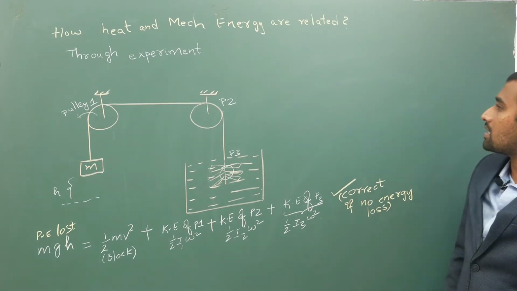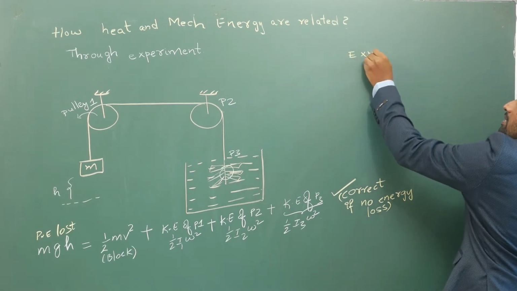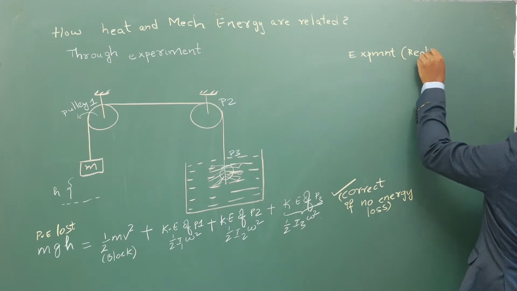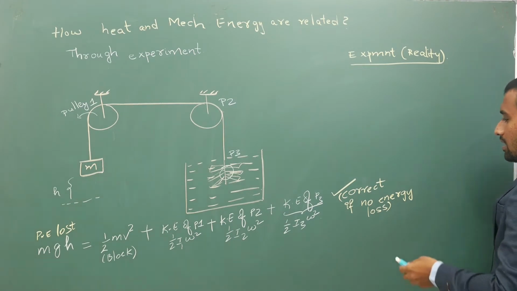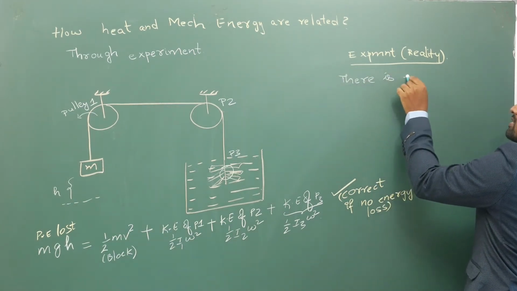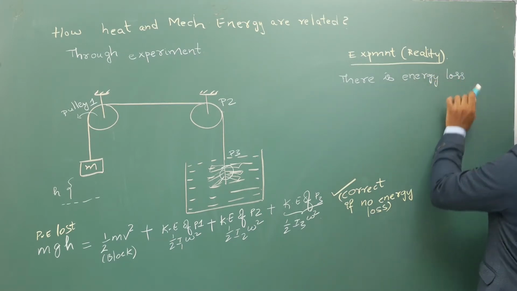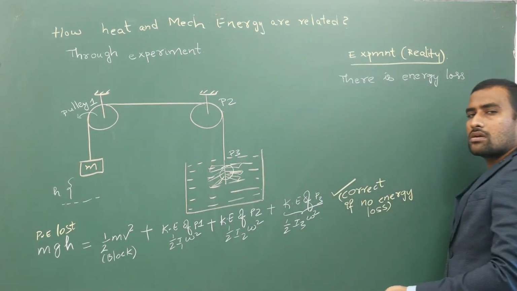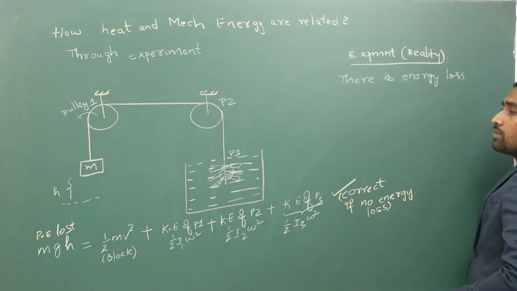But when scientists did the experiment, in reality, what exactly happened is, there is energy loss. How do you know that? When the left hand side and right hand side terms are not equal, obviously you will know that there is some energy loss.